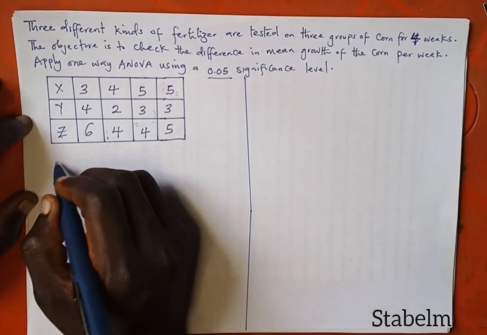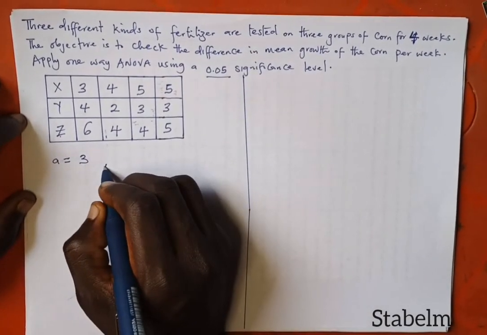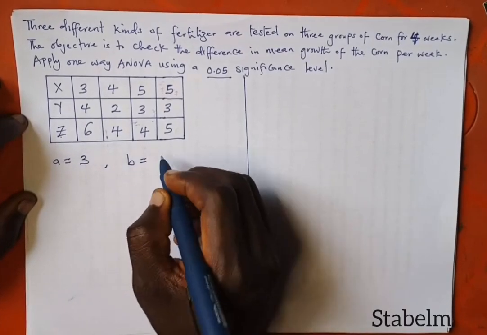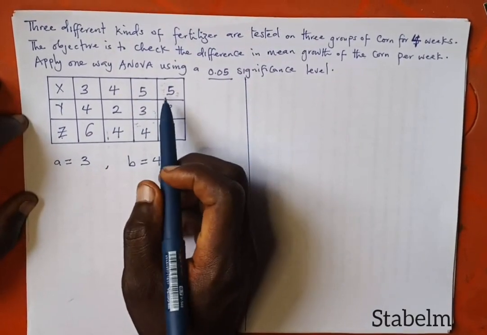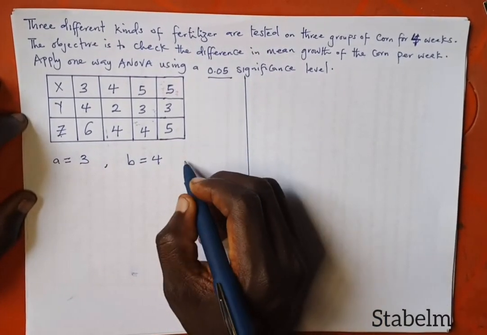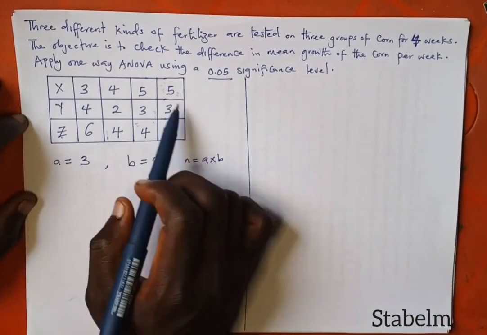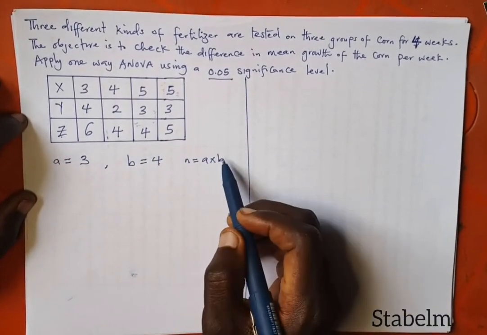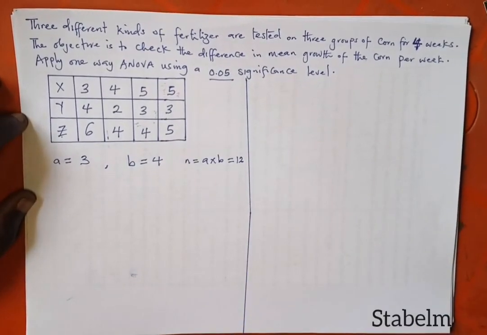So first of all, we say A. Our A here is equal to 3, then comma, our B equals 4. A is the number of treatments. B is the number of observations in each treatment. In this case, we have an equal number of observations. So N equals A times B. If you want to know the total number of observations, you just multiply A by B, and that will give us 12. If you count it one by one, everything should give us 12.